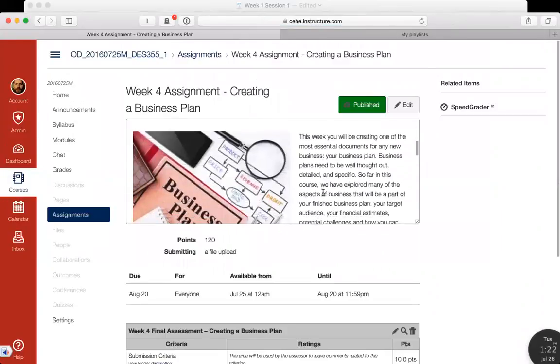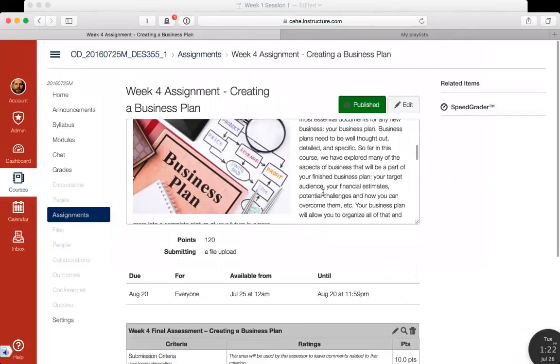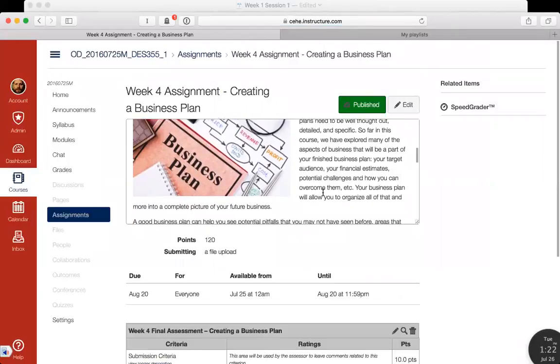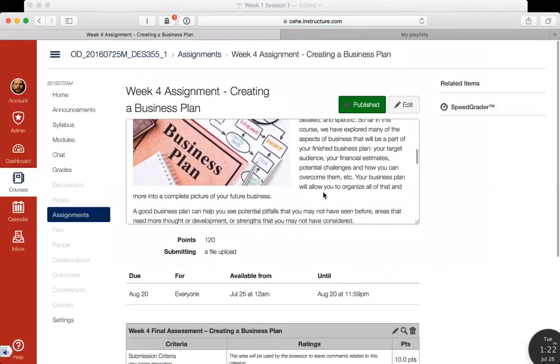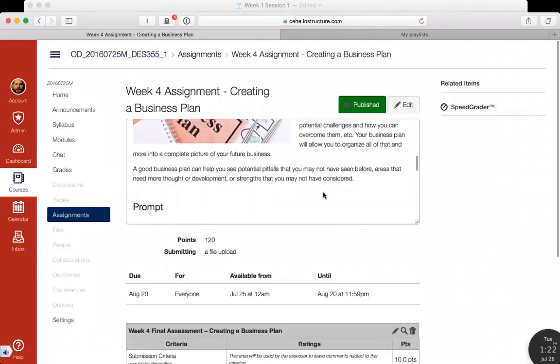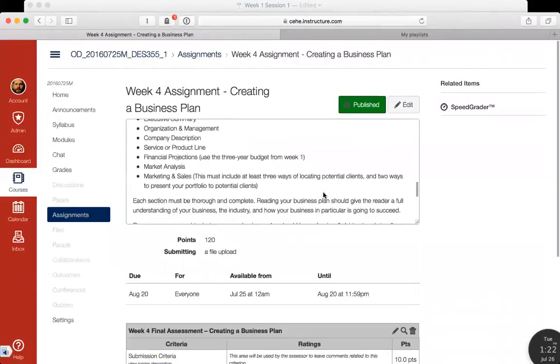it says this week you will be creating one of the most essential documents for any new business, your business plan. Business plans need to be well thought out, detailed, and specific. So far in this course, we've explored many of the aspects of a business that will be part of your finished business plan: your target audience, your financial estimates, potential challenges and how you can overcome them, etc. Your business plan will allow you to organize all that into a more complete picture of your future business. So, bottom line, you are going to be writing a business plan in week 4.